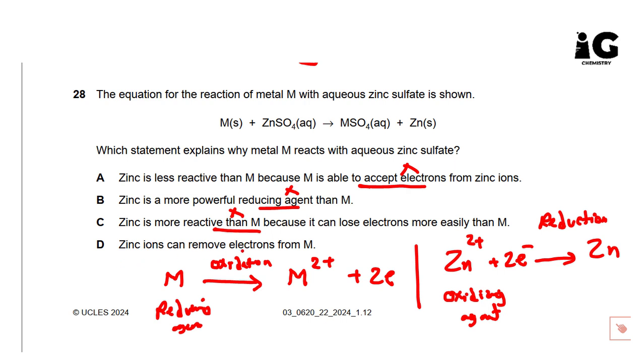D, zinc ions can remove electrons from M. Yes, this is true, because as you see here, electrons are removed from M and gained by zinc. So actually the last one is the correct answer. Guys, I recommend everyone to do the half equations to see what happens in each one, to see which one is oxidizing, reducing, oxidation, reduction, and so on.